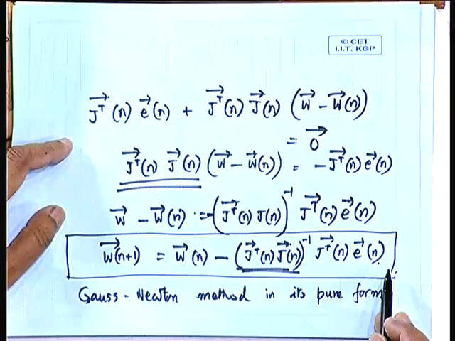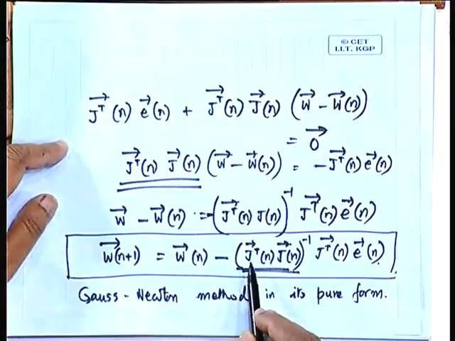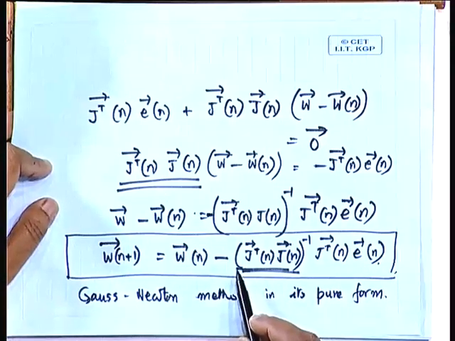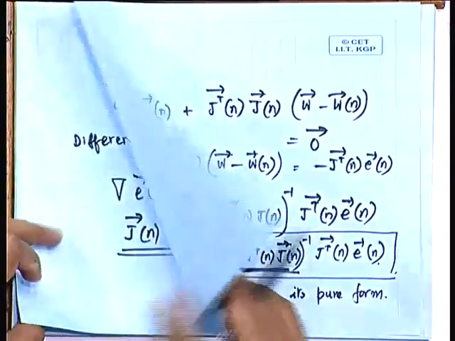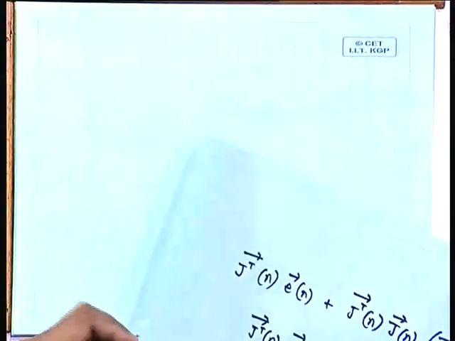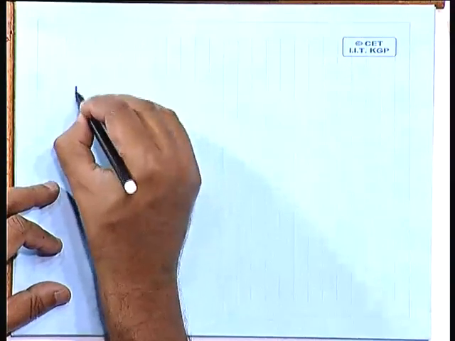So let me just find out the place where I had derived this. Yeah. So in this equation, which we had earlier obtained as the Gauss-Newton method in the pure form, here instead of j we can write minus of x, agreed. So if we write minus of x in place of j, then what we are going to get as the expression for w n plus 1 is as follows. I am going to write it down and you please take time to verify that.